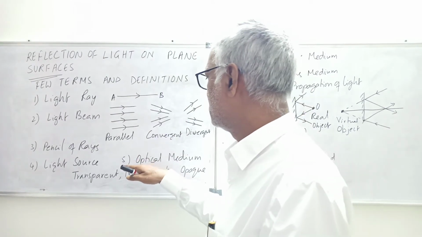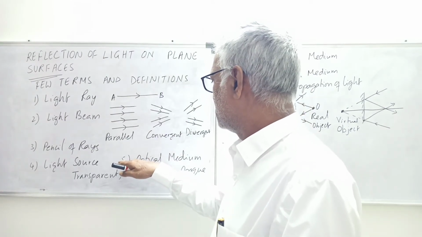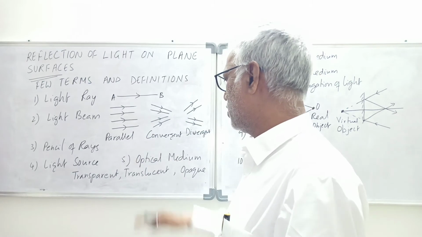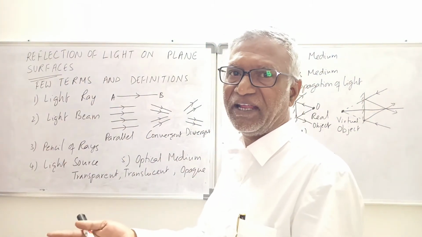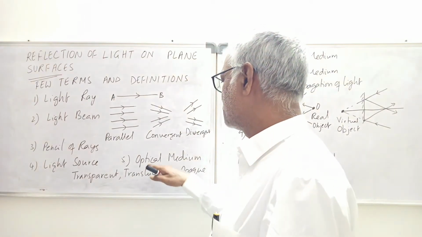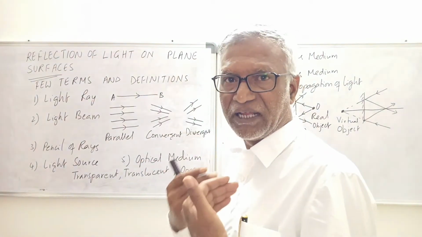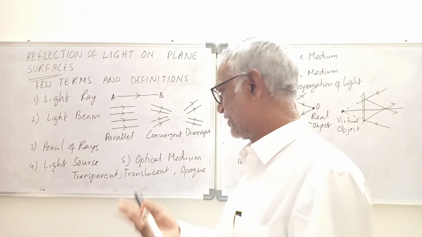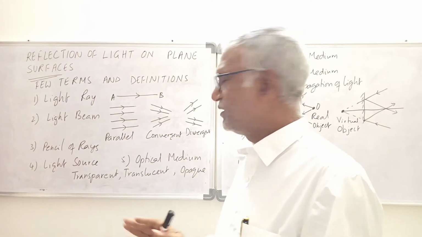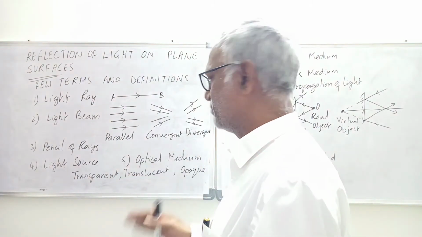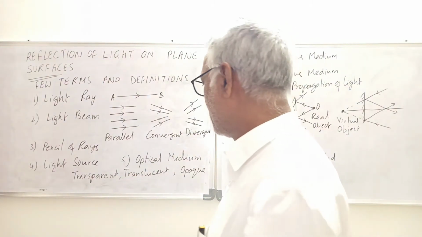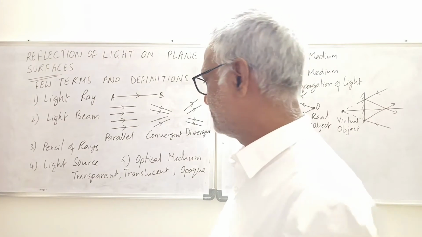Then optical medium. Optical medium means the space from which the light is traveling. Suppose in atmosphere air is there, that is a medium. Air is also a medium, for example, optical medium. Even glass is a medium, water is a medium.